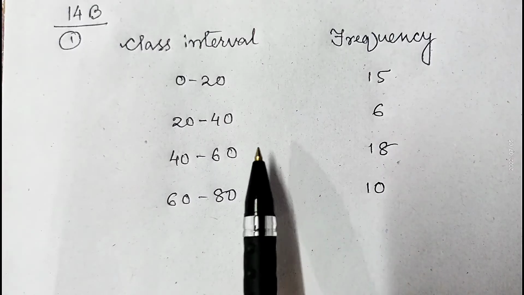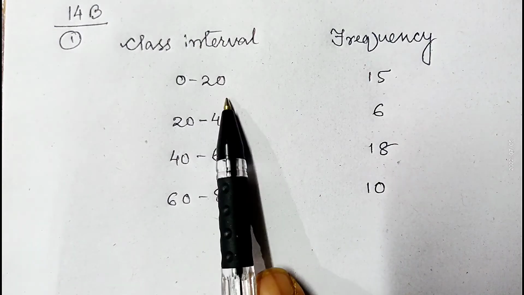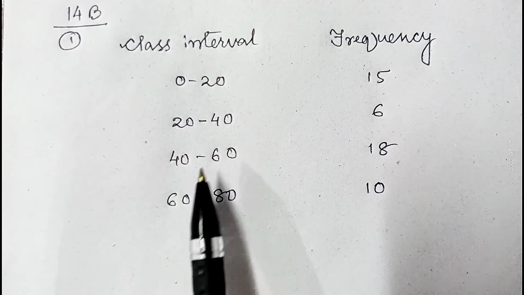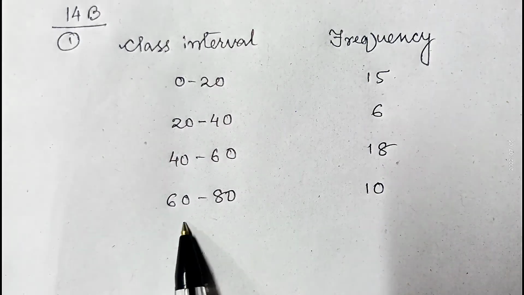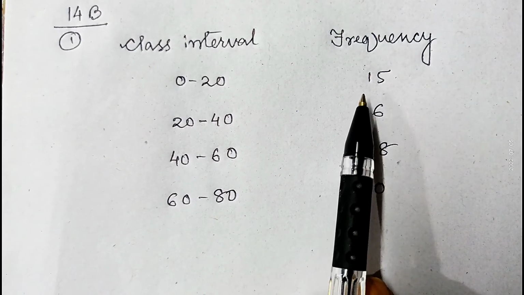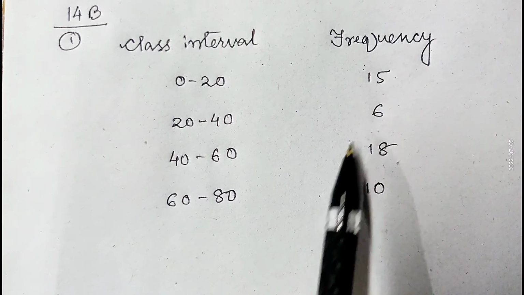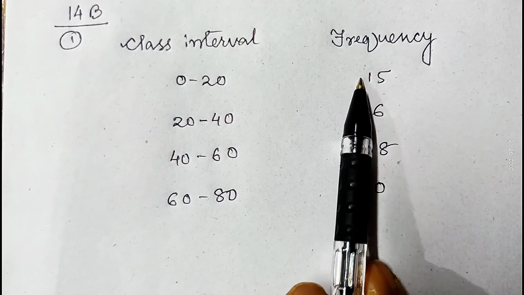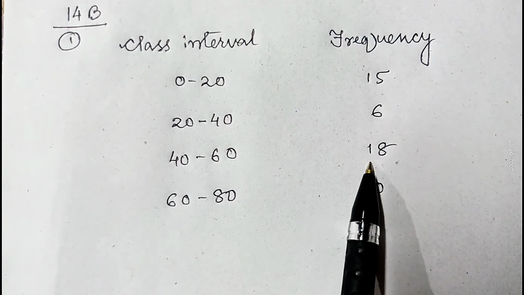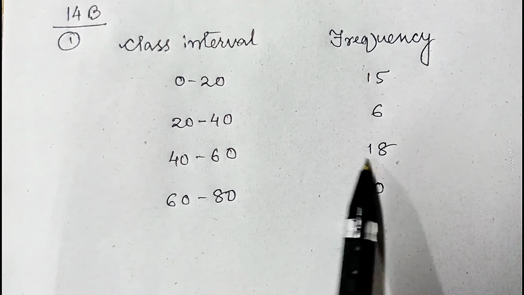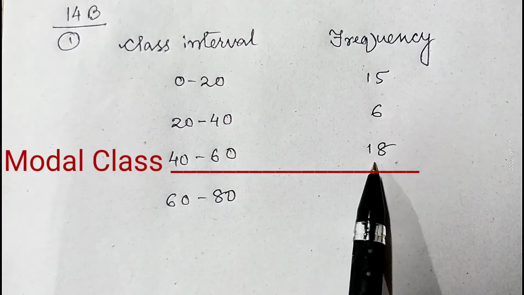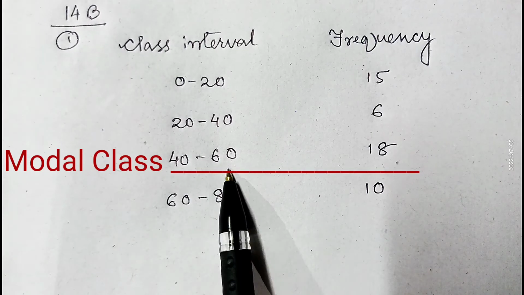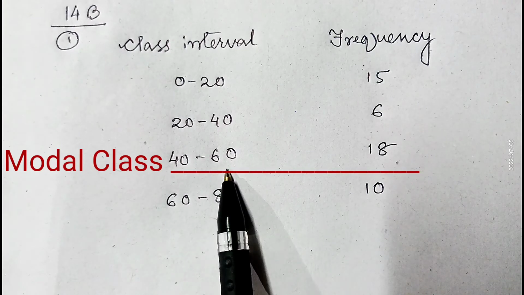In 14b, the first question: class intervals are 0 to 20, 20 to 40, 40 to 60 and 60 to 80, and the corresponding frequencies are 15, 6, 18 and 10. If you see the frequencies, the maximum frequency is 18 and the class corresponding to this frequency is 40 to 60. Therefore the modal class is 40 to 60.